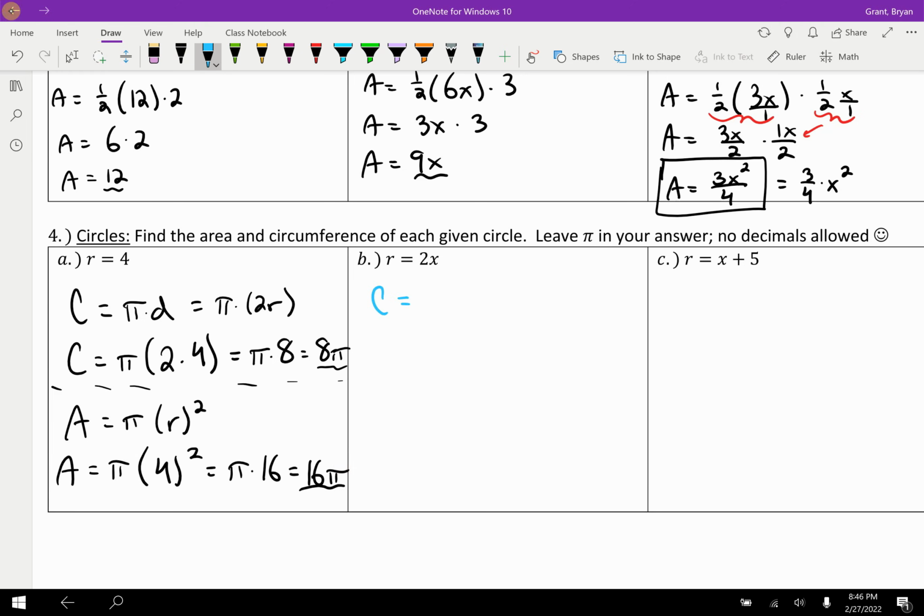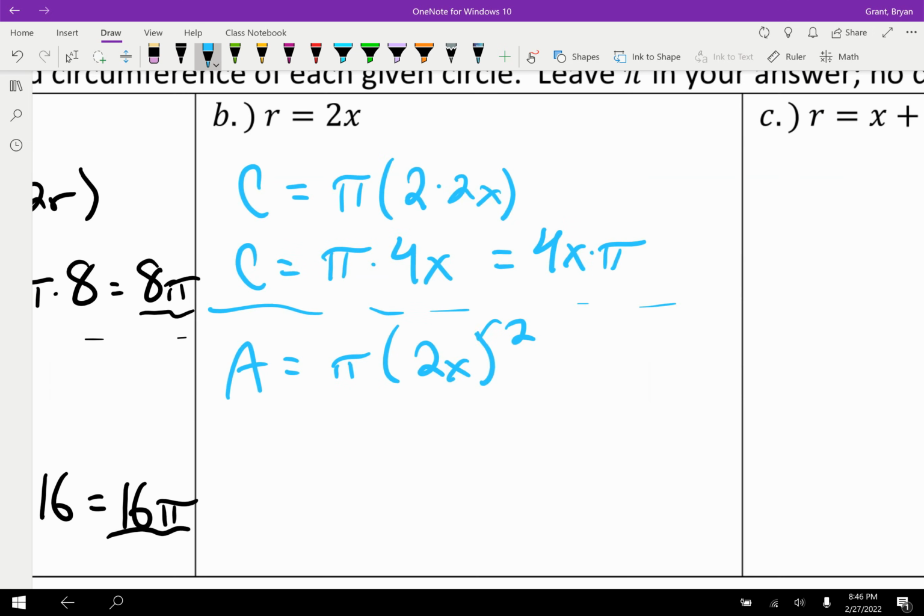So for our next one, circumference is pi times twice the radius, and my radius is 2x here. So circumference is pi, 2 times 2x is 4x, or it's going to be 4x pi. Let's work that area. Area is pi times my radius squared. Notice the square has to go outside of all of that. We are allowed to distribute the square here. There's no addition or subtraction. So 2 squared is 4, and x squared is just x squared. So finishing this off, 4x squared pi.